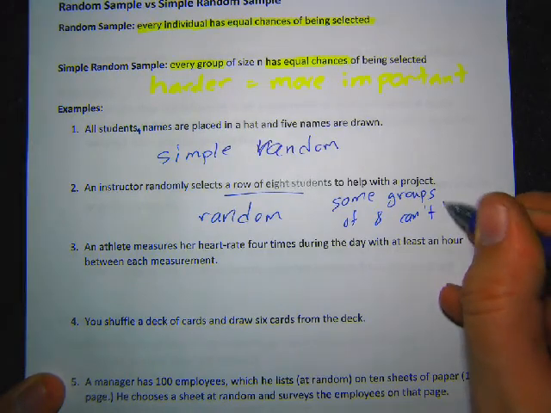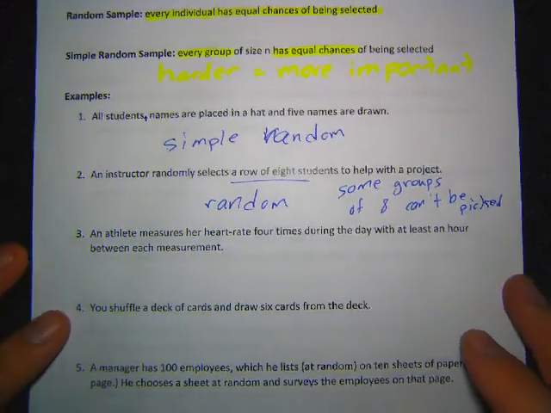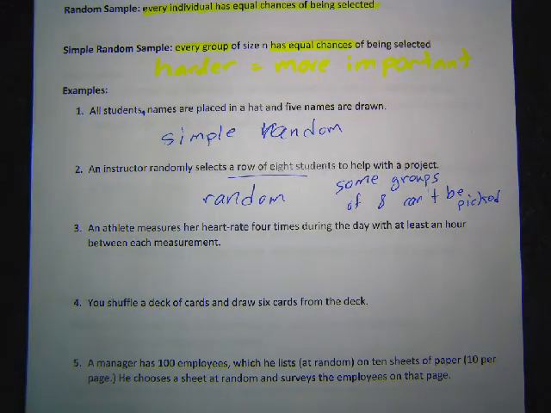Not with this method. So it's not simple random, because there are some groups that just don't have a chance of getting picked. So that's not going to be simple random.